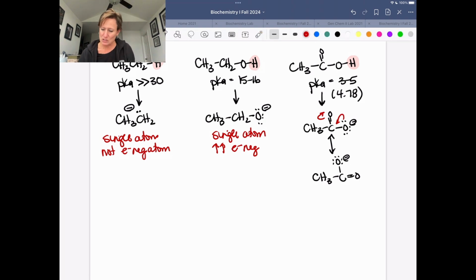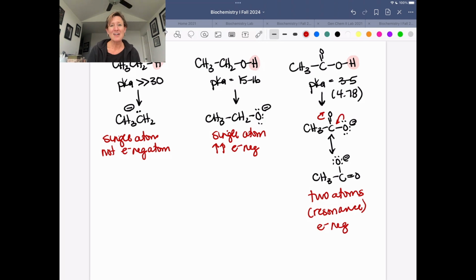Now, let's think about what happens when we go to our acetic acid. Okay, in this case, we are going to have two atoms that are able to share that negative charge, and that's again because of resonance. And those two atoms are very electronegative. So we are sharing that negative charge between two electronegative atoms, and so we see the lowest pKa value for carboxylic acids. Okay, so just a little bit of a review there on acid-base chemistry, being able to think about protonation state, pKa values, acidities.